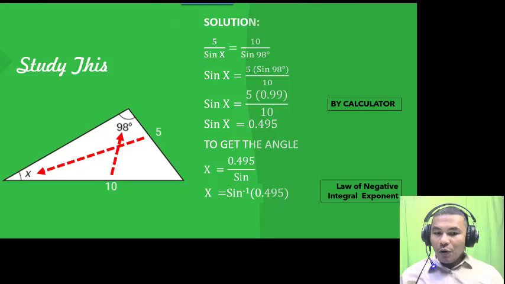Again, using your calculator, we can simply get the value of arc sine 0.99 into 29.7 degrees. If you do not know how to use your calculator or your smartphone, please refer to our previous module because it was already discussed there.